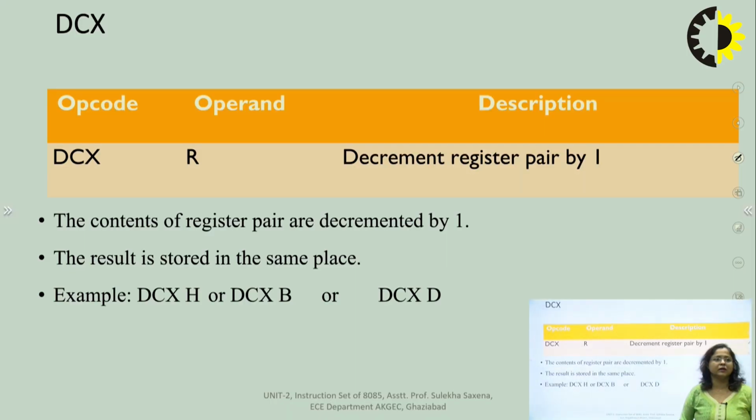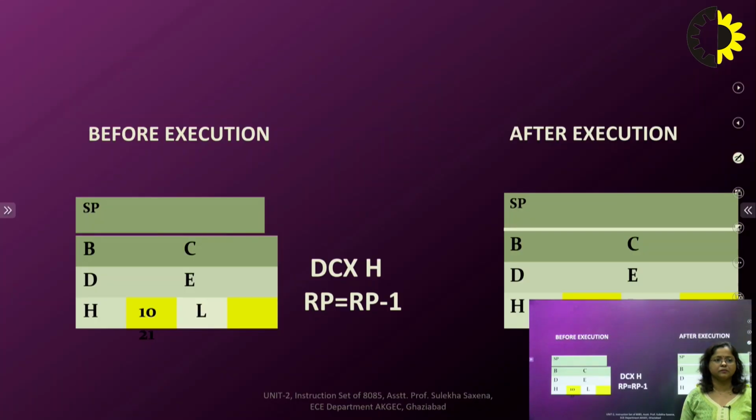Next is 16-bit decrement, that is DCX. Using DCX, we can decrement 16-bit data by 1, and for 16-bit data we use a register pair. So similar to INX, in DCX the register pair can be HL, BC or DE, and it reduces the content of the register pair by 1. Let's write DCX H. Before execution, let the HL pair contain 1021. So after DCX H, the content will be 1020.